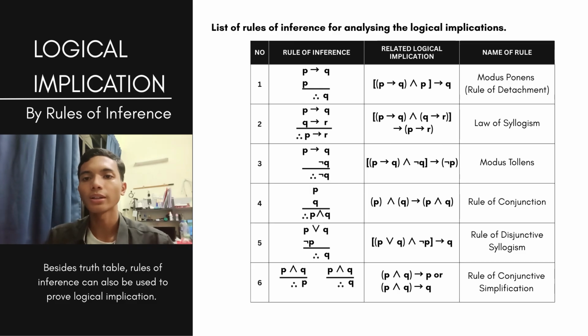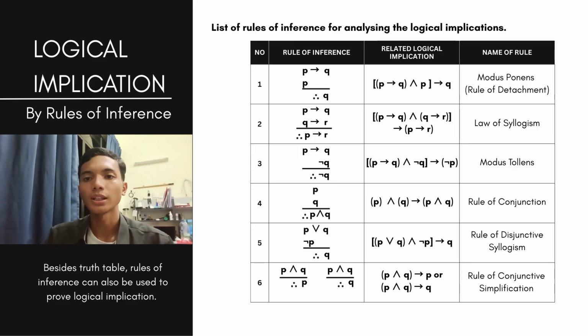can conclude that Q. Next, law of syllogism. This allows us to chain logic together. If P implies Q and Q implies R, then P logically implies R. Next, we have modus tollens. If P then Q, but Q is false, then P must also be false. Next, we have the rule of conjunction.